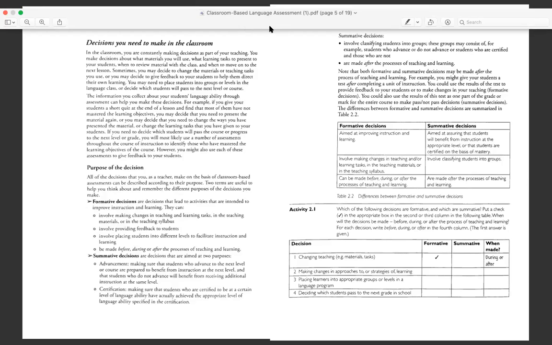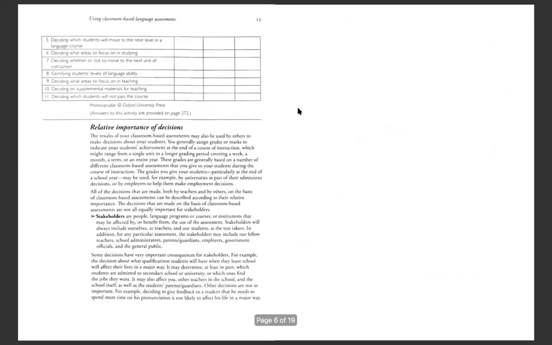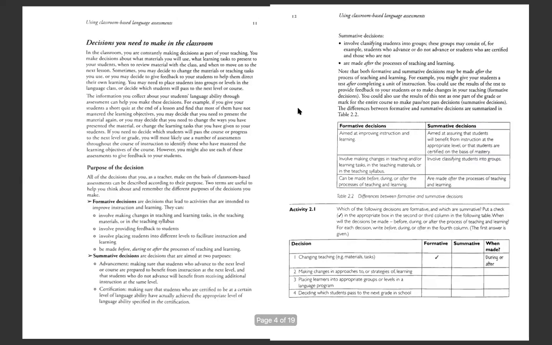Yeah, where the author explains that all decisions that you make are divided into basically two groups, and they are divided by their purpose. One is formative decisions. If you can scroll down and go to the next page so students can see that. Formative decisions, from the book, it says, are decisions that lead to activities that are intended to improve instruction and learning.